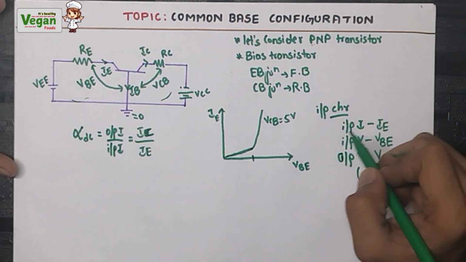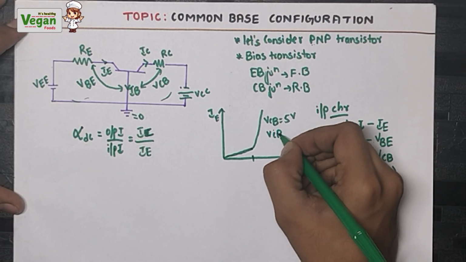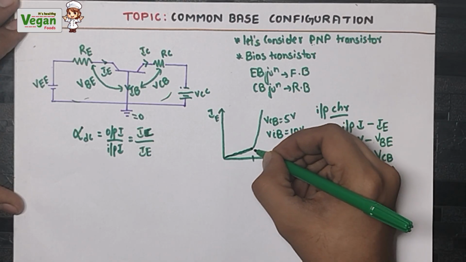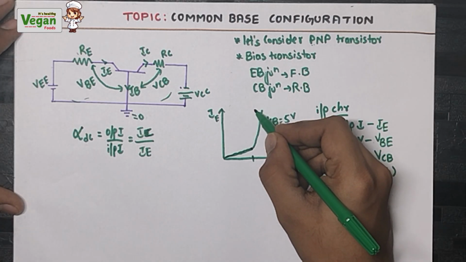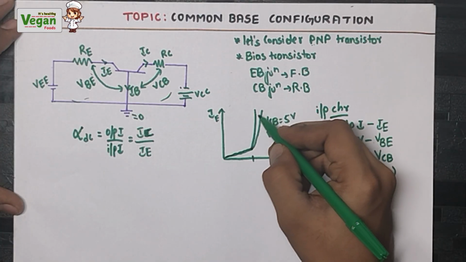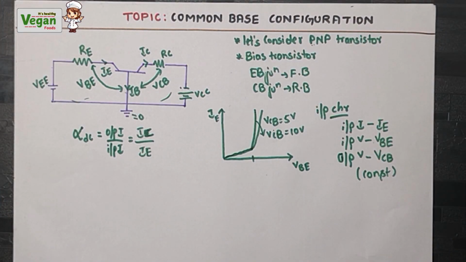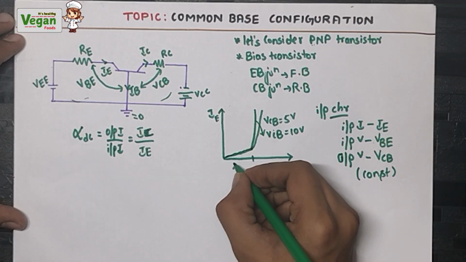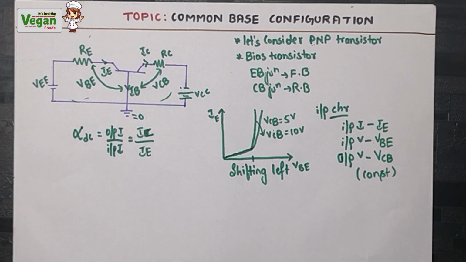So that is for 5 volt. Now let's change the constant voltage VCB value. Let VCB be equal to 10 volt. When VCB is equal to 10 volt, up to the threshold voltage the same process will take place, and as the threshold voltage is crossed, the current will sharply increase. Now we get the concept that as the constant output voltage value increases, the graph shifts towards the left side. So this you must write.